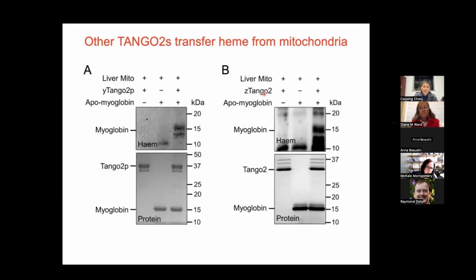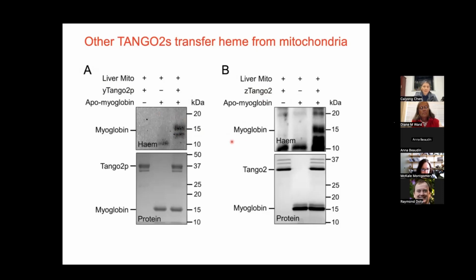And the previous slide was done with human Tango2 protein. And here panel A is yeast Tango2 protein. And in panel B, we added a zebrafish Tango2. And we observed similar results. Addition of either yeast Tango2 protein or zebrafish Tango2 protein both increased the heme activity associated with myoglobin, indicating that Tango2s can facilitate heme transfer to hemoproteins.